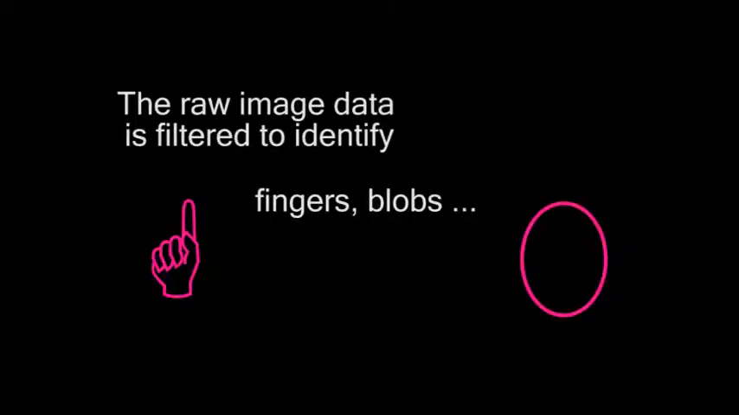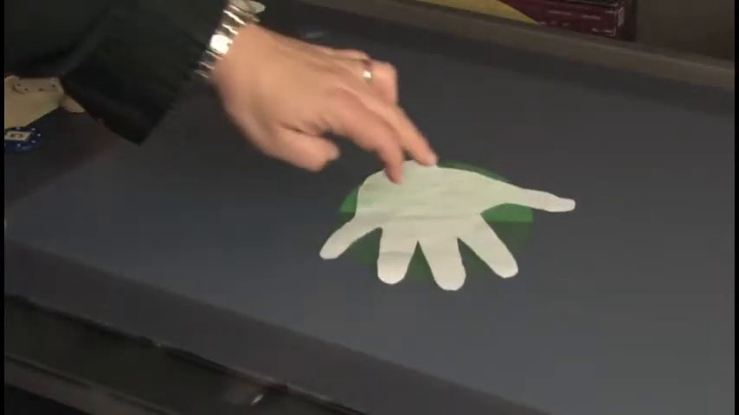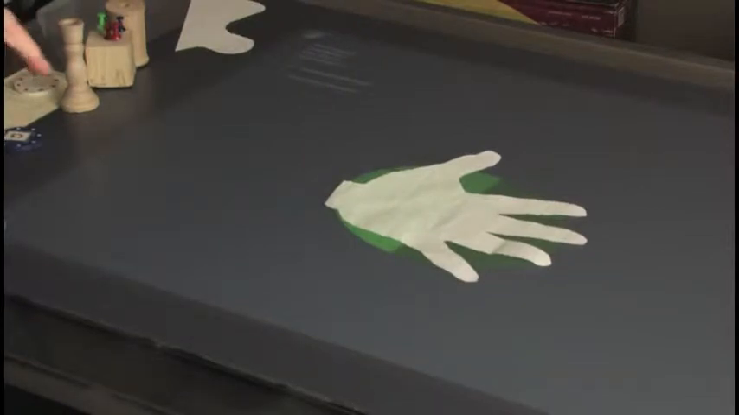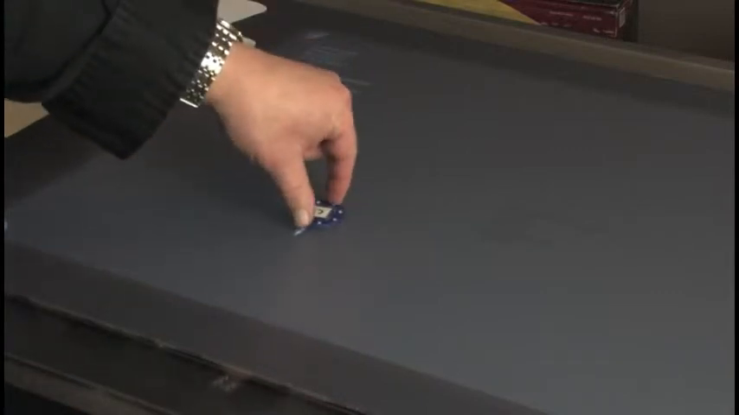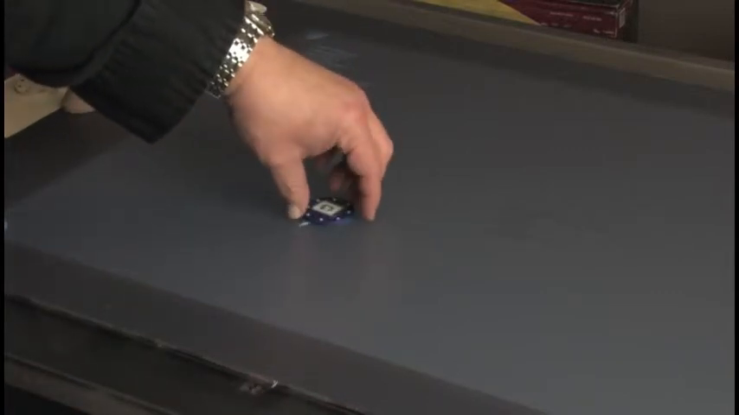There's finger contacts, we put generic shaped things down. What gets returned to a program typically is just an ellipse with a major and minor axis. We also track these special tags, which we can give some very precise information about in terms of rotation and location.